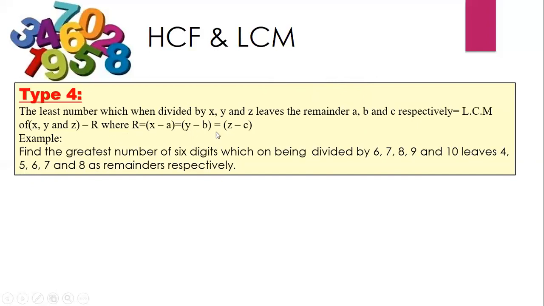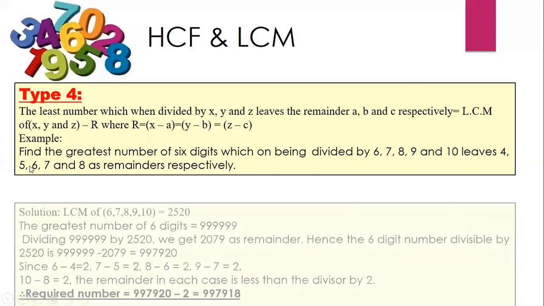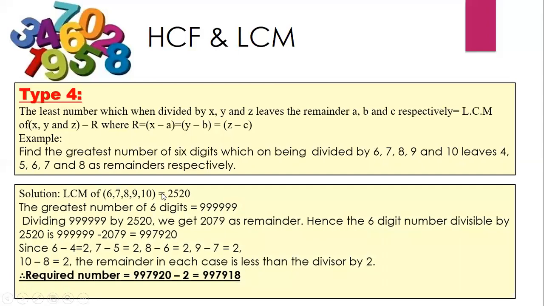So when we have the common difference as same, that will be the r, the difference between the divisor and the remainder. Okay. So now again we need to find out the LCM of 6, 7, 8, 9, 10, which is 2520. The greatest 6-digit number is 999999. So divide that by 2520 and we'll get the remainder 2079.